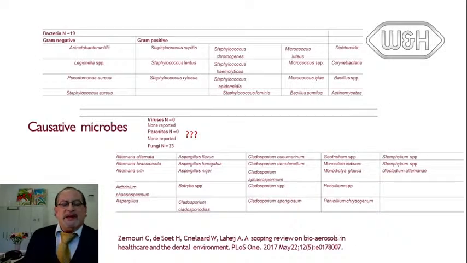And within these aerosols we find microbes, and Zemouri et al. have tested the environment of dental practices and healthcare centers, and of course they found all these different bacteria that we also know from the periodontal biofilm, but we also find bacteria that may be contained in the water pipe systems of the dental units.